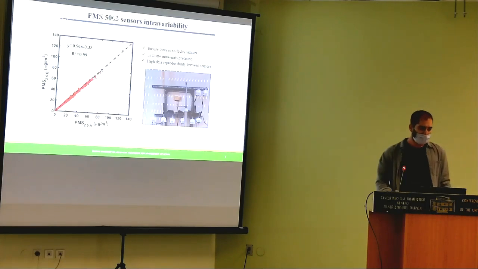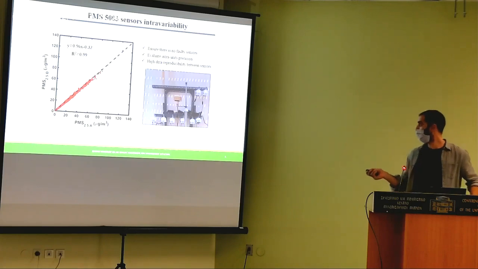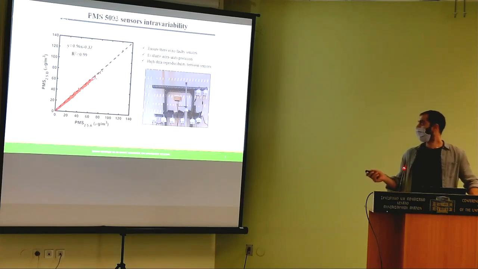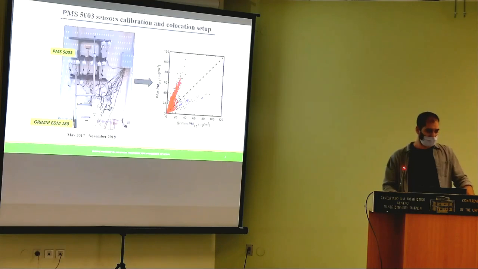So the first step of the analysis was to ensure that there are no faulty sensors and examine the intra-precision of the units. So several sensors were deployed, and linear regression analysis was performed between their measurements. For example, you can see the results of the analysis for a pair of sensors. The results, mainly the coefficient of determination and the slope, were close to unity, and suggest that there is a high reproducibility between the same model measurements.